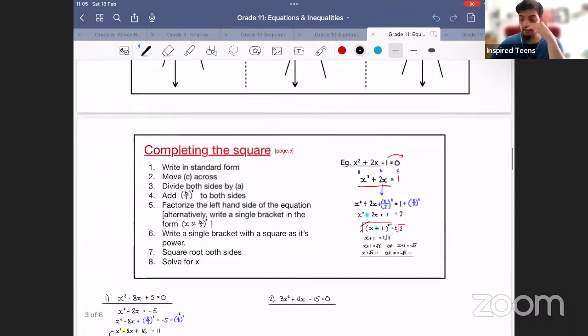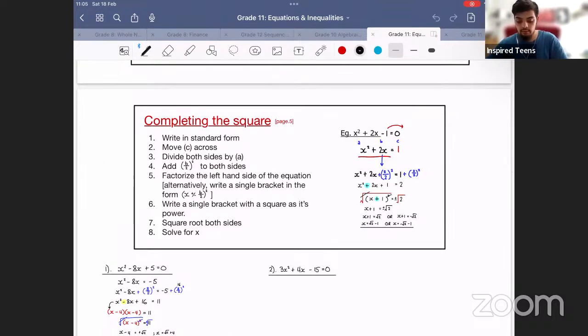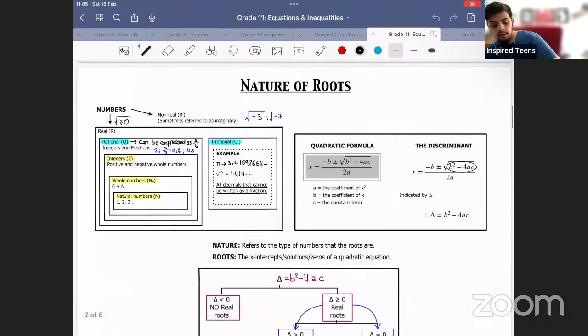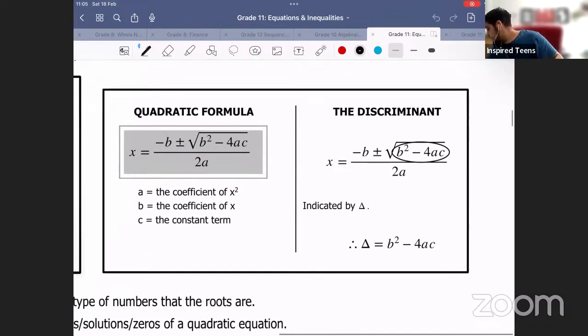So let us try and finish all of it, right? Firstly, discussing the quadratic formula. I know we did it last week to a certain extent, but let's go through it one more time. The quadratic formula is a formula that's given in your formula sheet, and it looks like this.